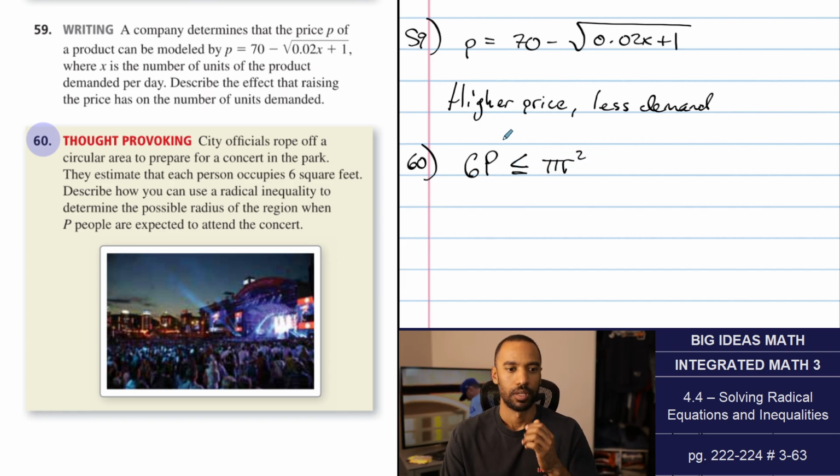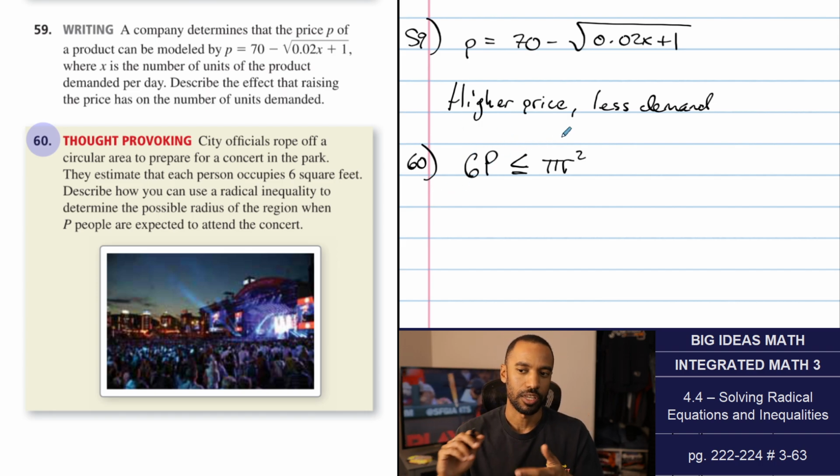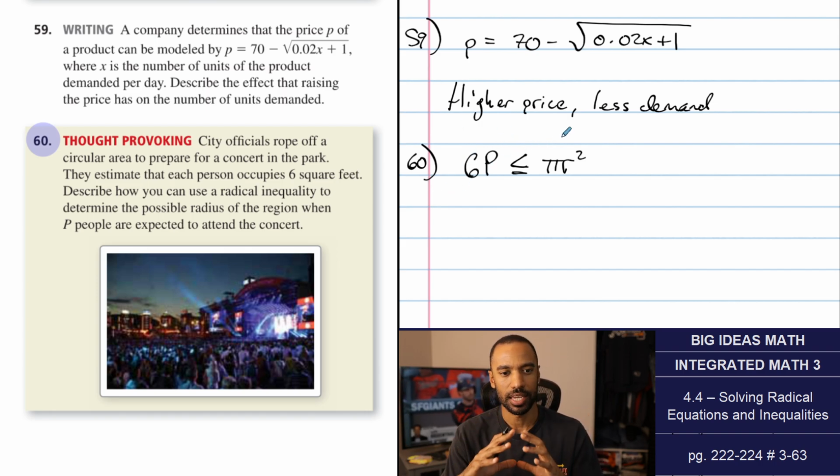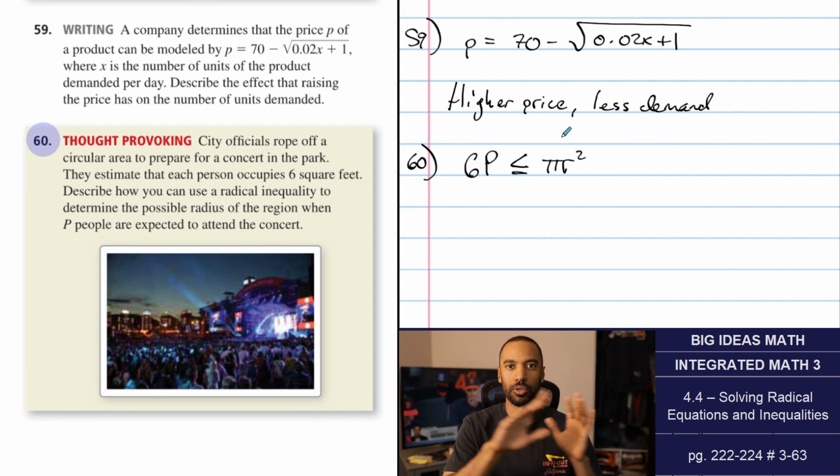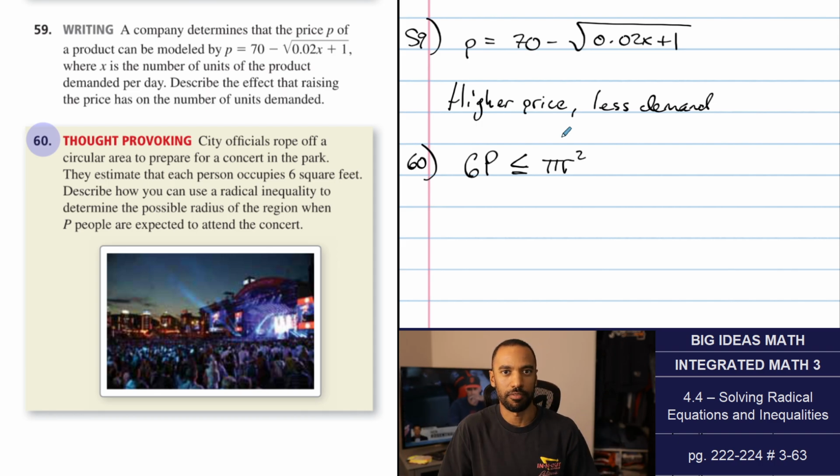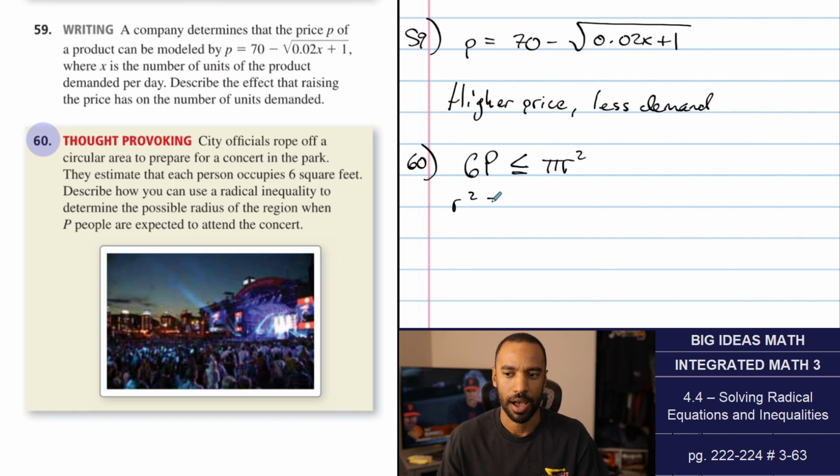So, it says describe. I'm kind of using this equation here. Again, 6 square feet per person times the number of people is the maximum amount of area we can have. When it comes to radius, let's solve for r on this. We divide by pi, and we take the square root of both sides. We get the square root of 6p over pi. Don't worry about negative radius.